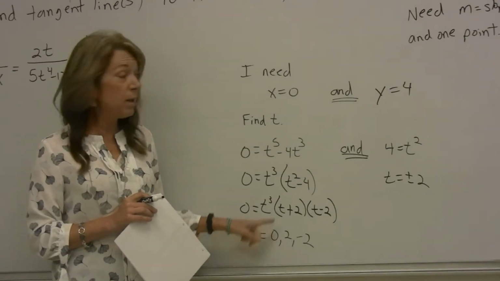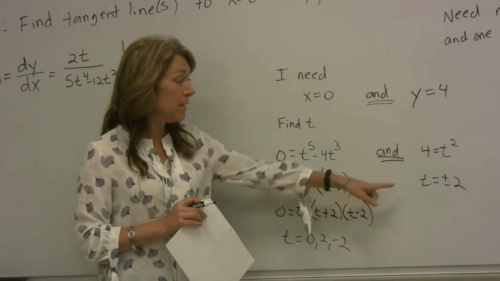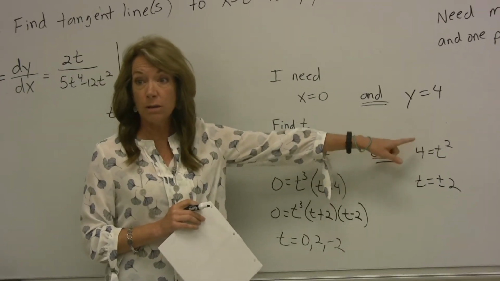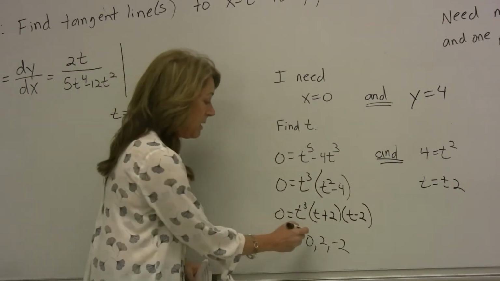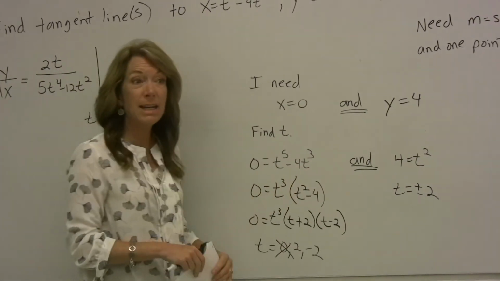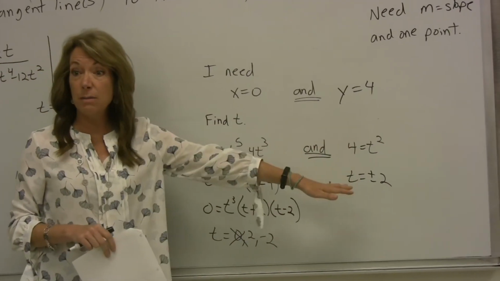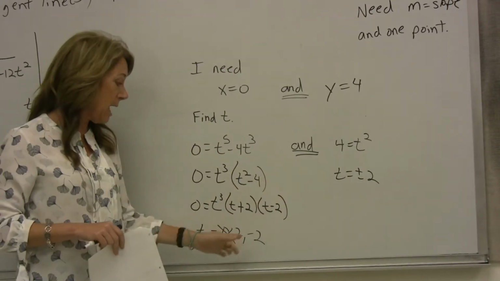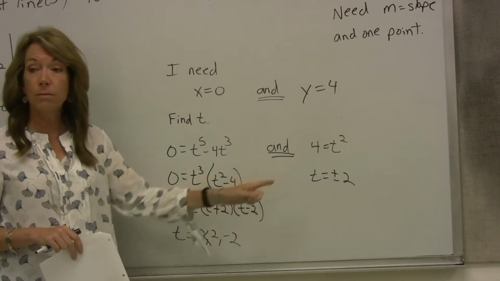So t = 0 will give me x equals 0, but 0 doesn't give me y equals 4. So this does not help, this is an extra guy, we don't care about him. That's why I underline the "and" here. I need this to be true and that to be true. So it's only going to happen at 2 and -2.